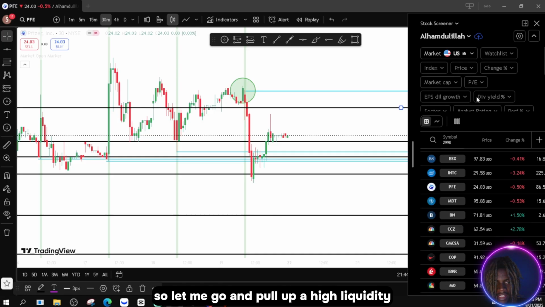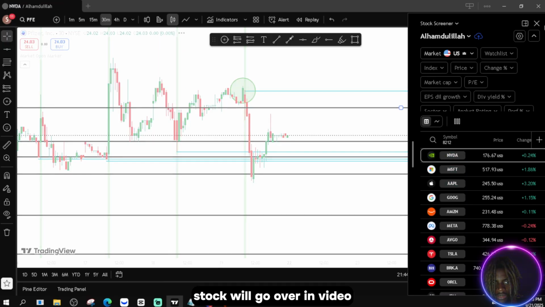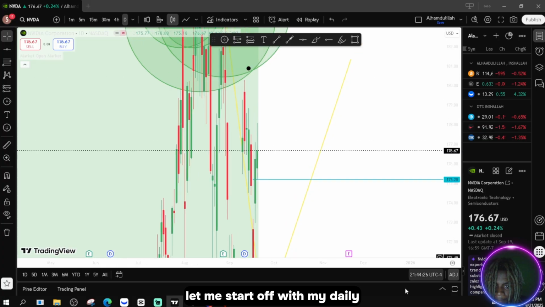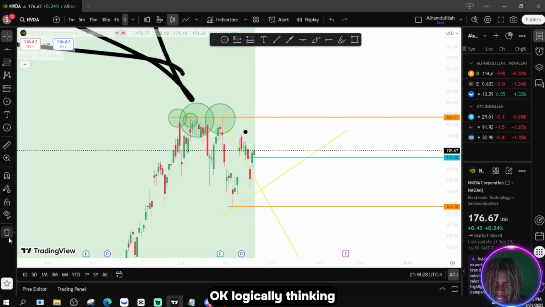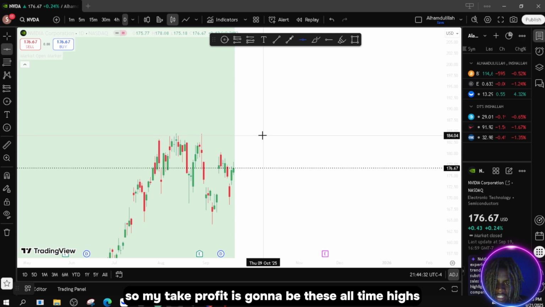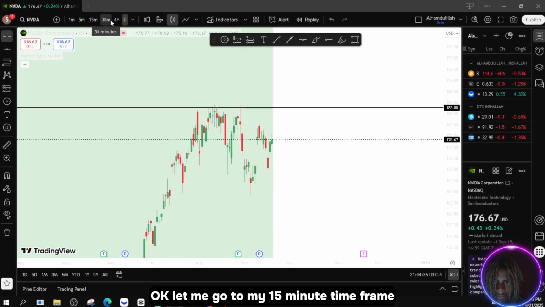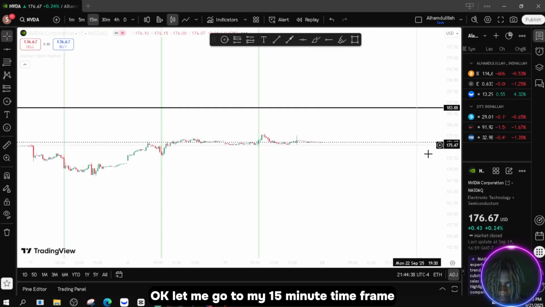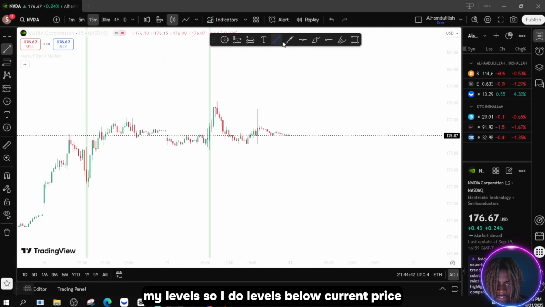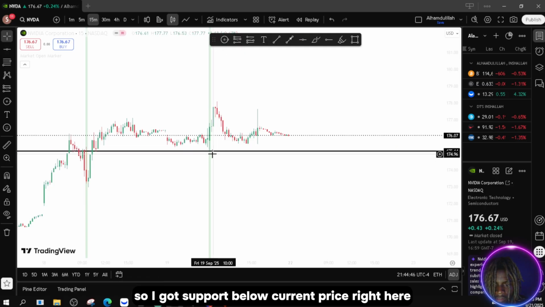So let me go ahead and pull up a high liquidity stock. We'll go over NVIDIA, for example. Let me start off on my daily. Logically thinking, I know that the stock market wants to go up, so my take profit is going to be these all-time highs up here, for example. Let me go to my 15-minute time frame, and let me start marking my levels. So I'll do levels below current price and above current price. So I got support below current price right here.